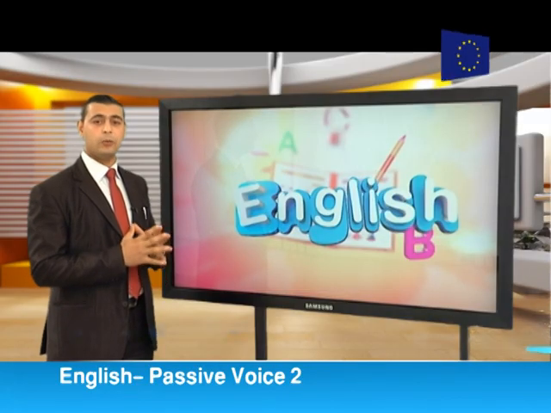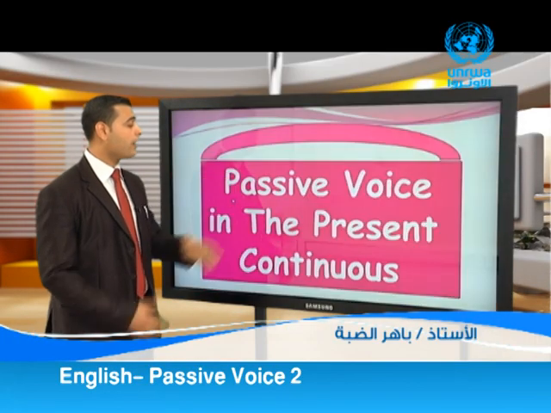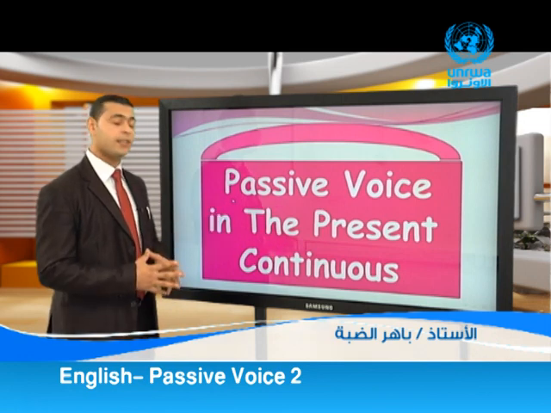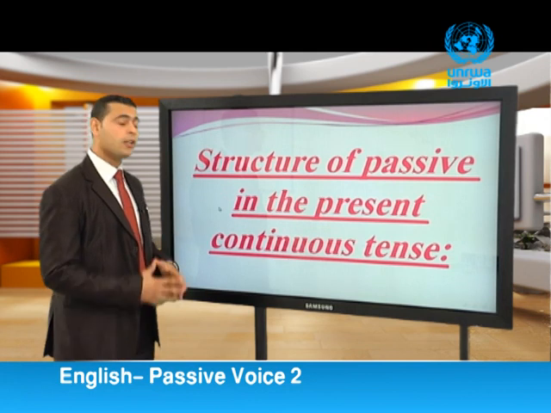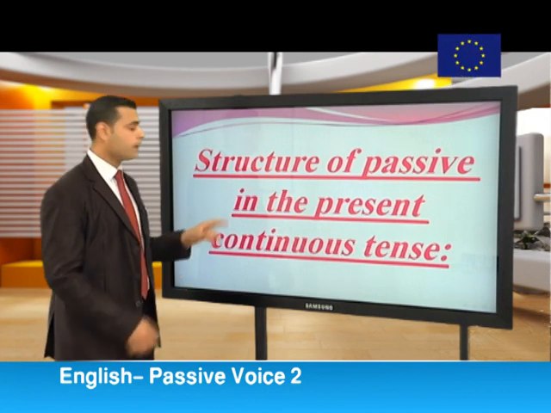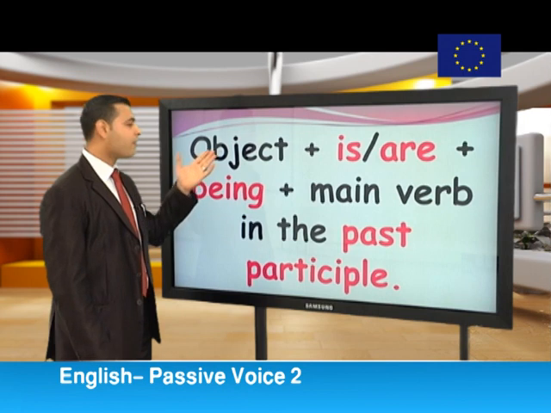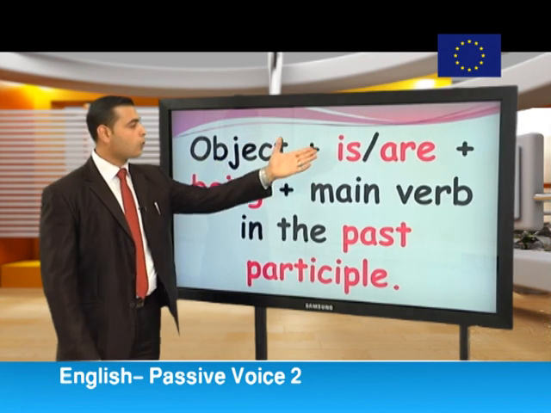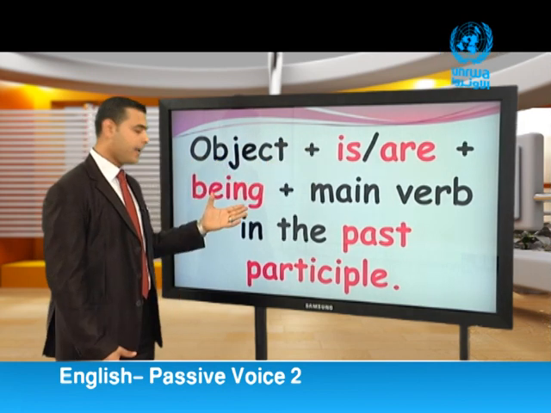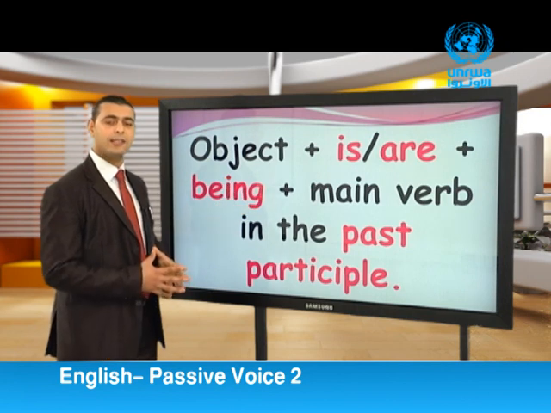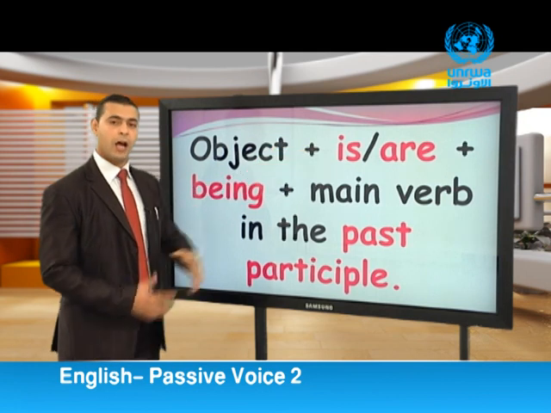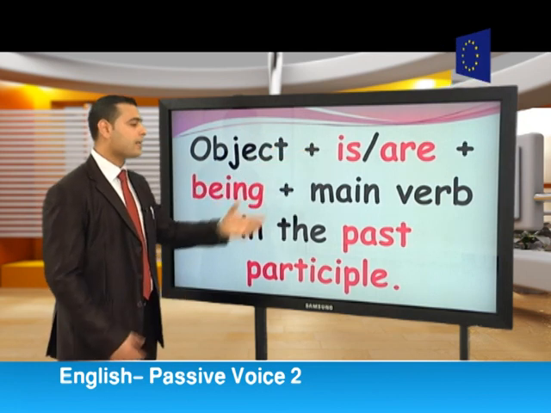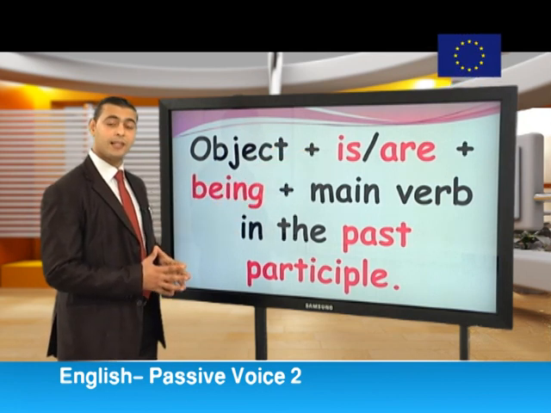Welcome back. Now, dear all, let's move to the second part of our lesson, which is passive voice in the present continuous. Let's look at the general structure of the passive voice in the present continuous tense. Look here, we have the object plus is or are plus being plus main verb in the past participle.